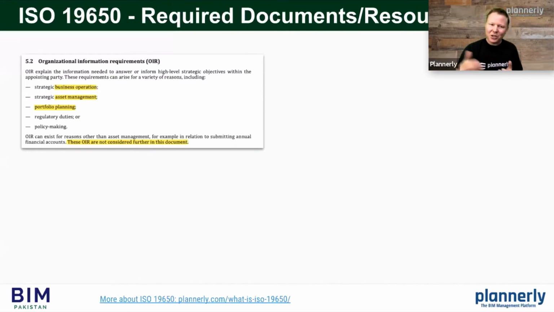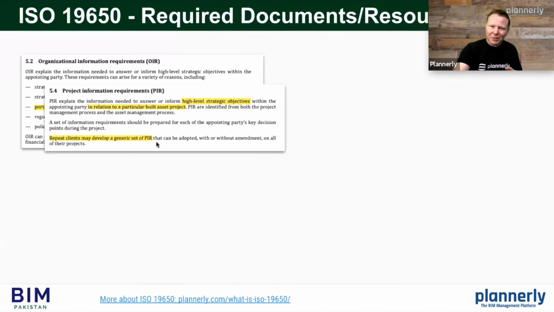The documents that support this workflow, I mentioned the project information requirements resource, but we also have lots of others that are required in this process. The first one here, organizational requirements. That's what are the business benefits for the owner? What are they trying to achieve? What assets are they interested in understanding more about? How are they planning their portfolio? All of this is really, really key.